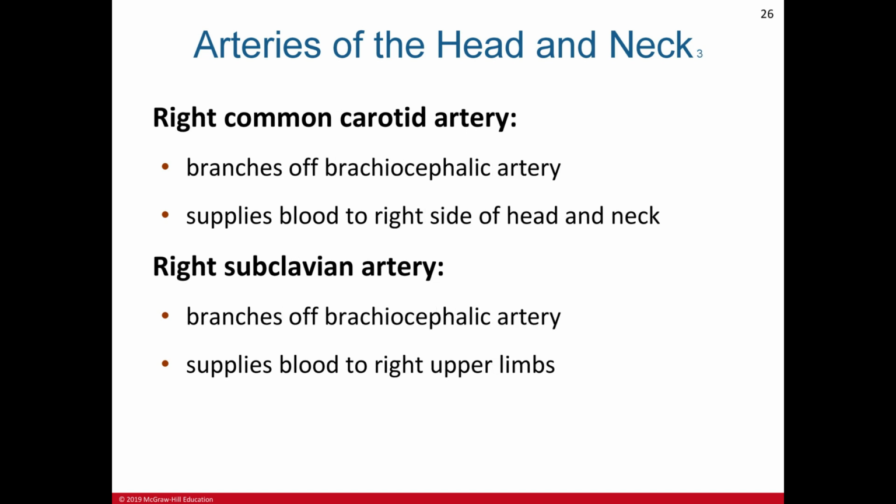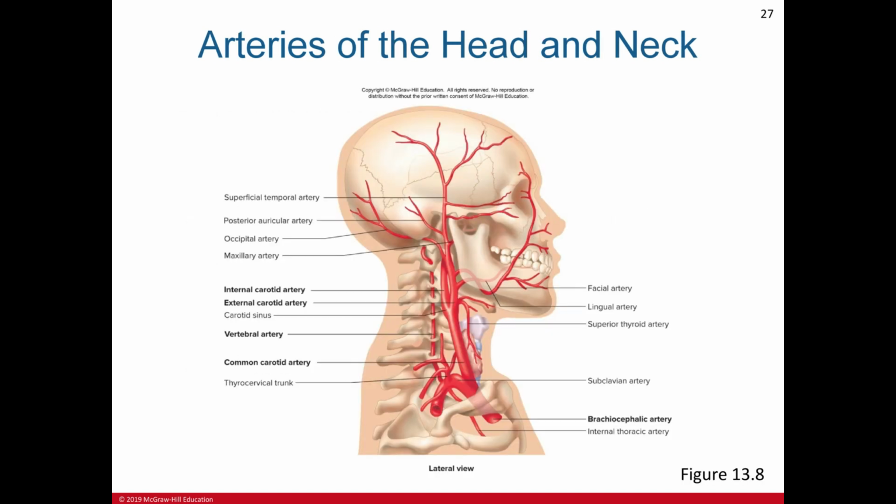So these two arteries are the counterparts of the last two arteries that I have mentioned a while ago, the right common carotid artery and the right subclavian artery. So these two branch off from your brachiocephalic artery. And the right common carotid artery is the one that supplies blood to the right side of your head and neck, while your right subclavian artery is the one that supplies blood to your right upper limb.